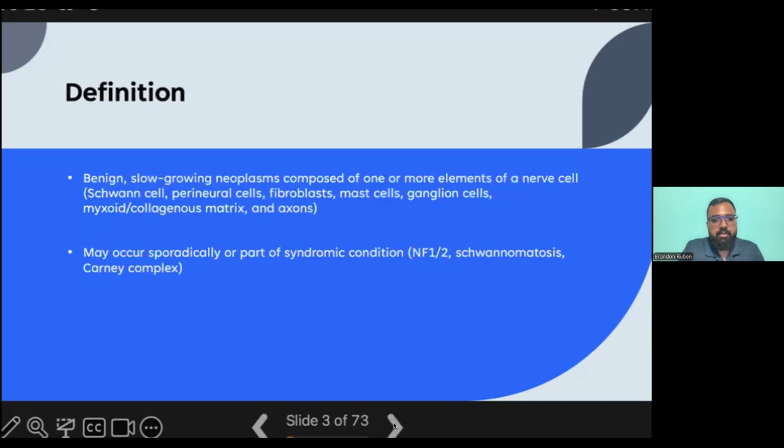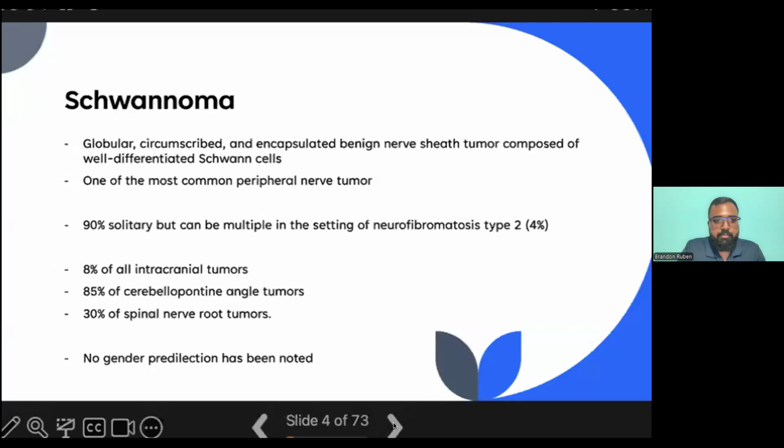Firstly, a definition. These tumors are benign, slow-growing neoplasms composed of one or more elements of a nerve cell, whether it be a Schwann cell, perineural cell, fibroblast, mast cell, ganglion cells, myxoid or collagenous matrix, and axons, and they may occur sporadically or as part of a syndromic condition such as NF1 and 2, schwannomatosis, or Carney complex.